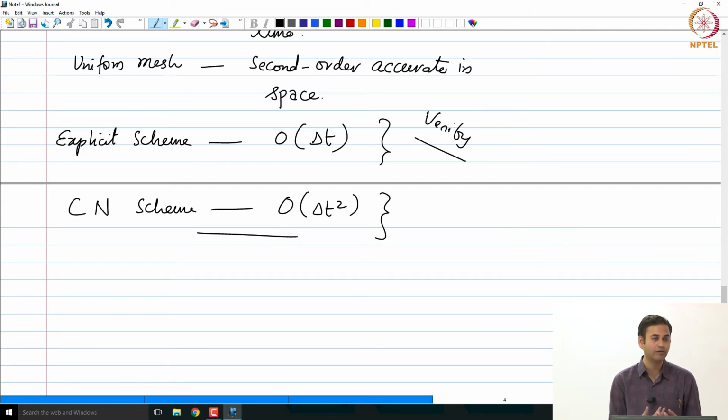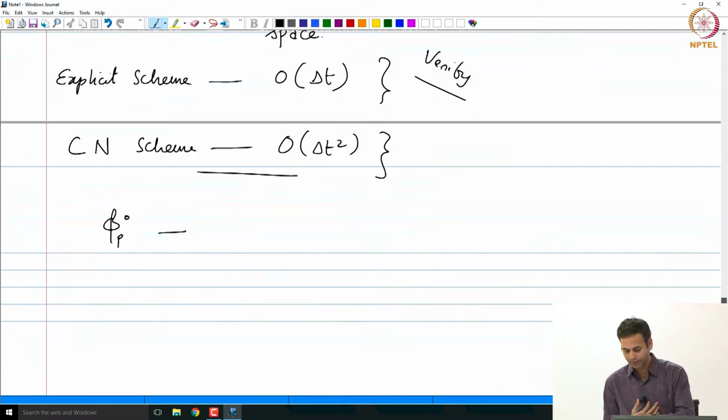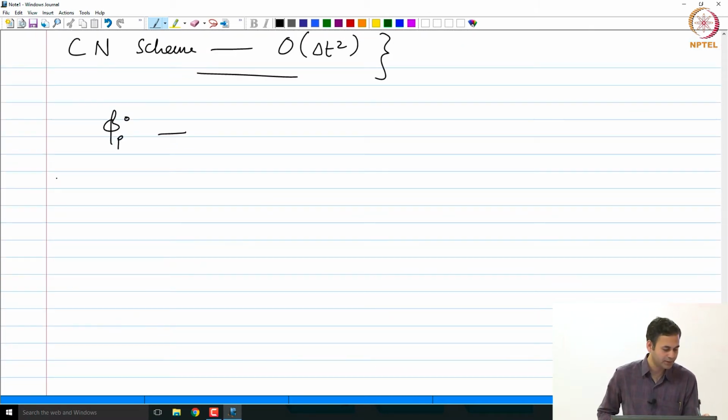We have said this, but we have never proved them through any analysis. For explicit schemes we have used something known as a heuristic method, where we said if the coefficients of phi p0 have to be positive, then you ended up getting a condition. That is what we have done, which is a heuristic method. So, now we are going to look at a proper analysis that is known as Von-Neumann stability analysis.